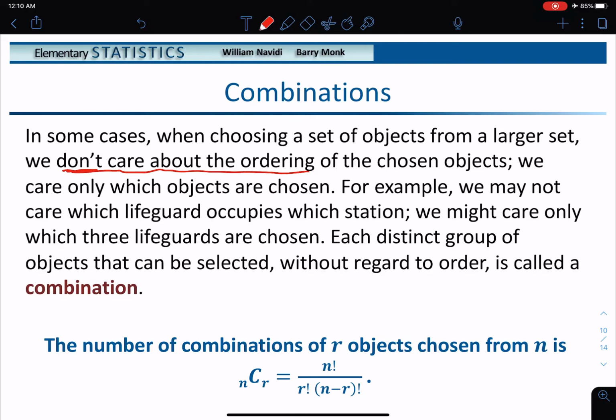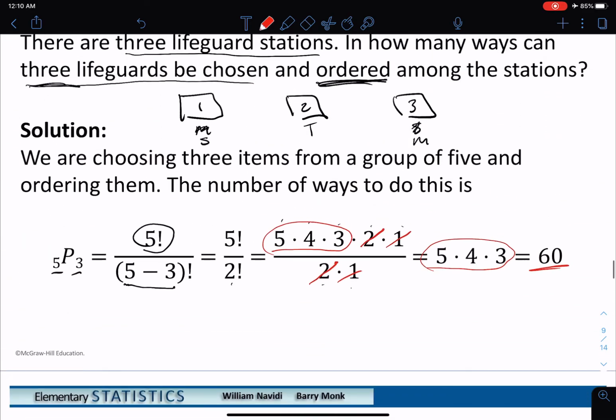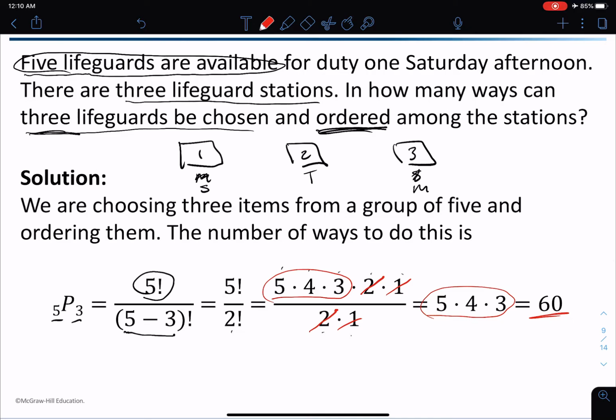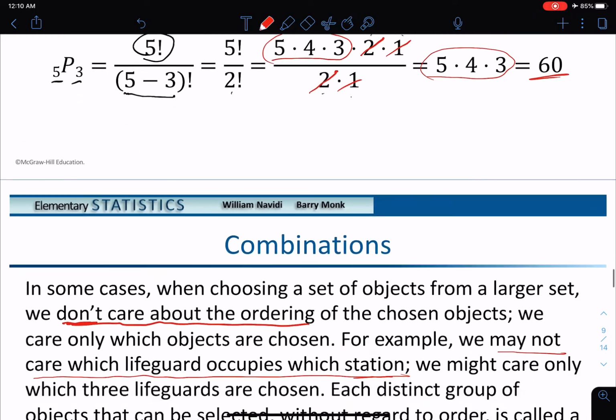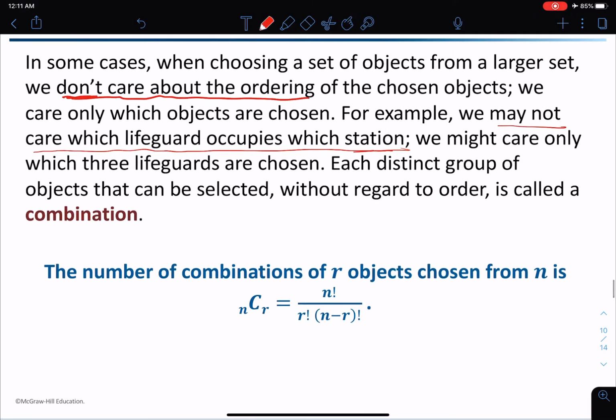Okay, so in this situation, we got the same question as before, but then they said, I really don't care which lifeguard occupies which station. So in that way, you're not going to count. And if that's what you're going to do, then you don't care if Mike is on this one or if Mike is on that one. Just as long as it's just those same 3 people, you're not going to count them as different ways of arranging. And I'll give you another example of that in the future here coming up.